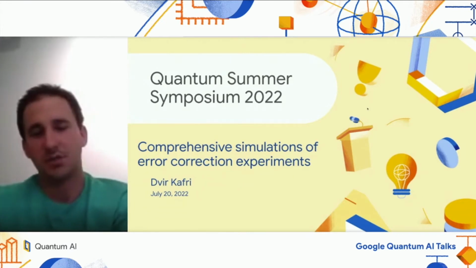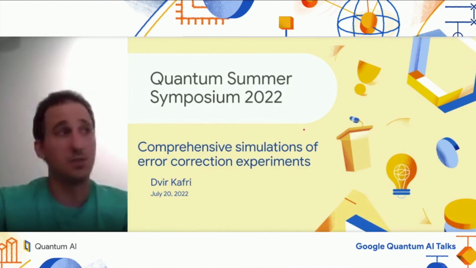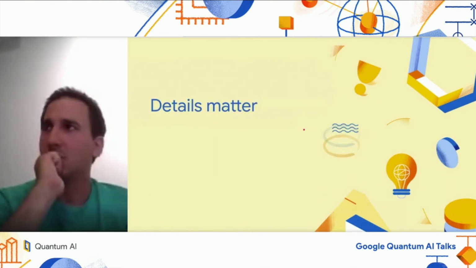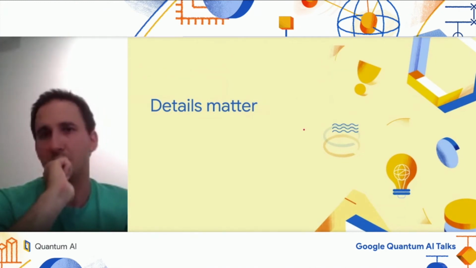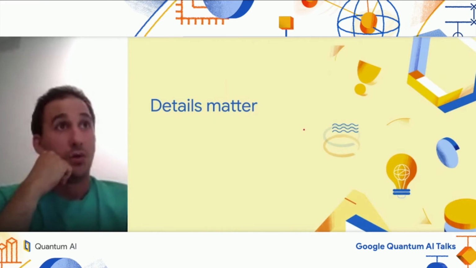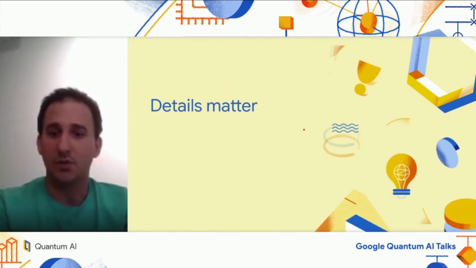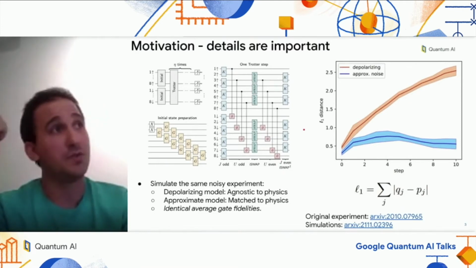Today, I'd like to talk to you about some of the efforts we've taken to do comprehensive simulations of our error correction experiments. There are two big things that I want people to take away from this presentation. The first is that when we're simulating our devices, the details really do matter. By details, I mean the details of the noise.